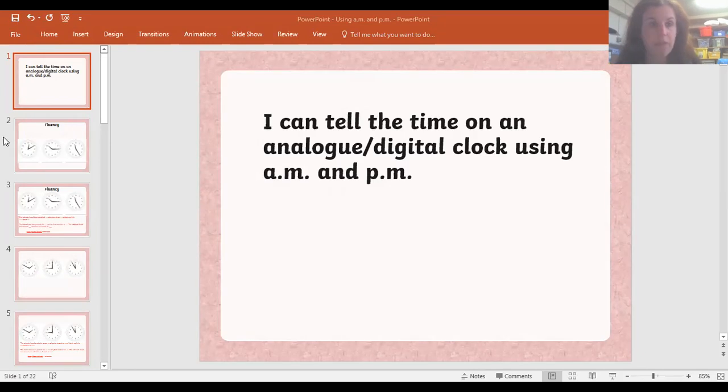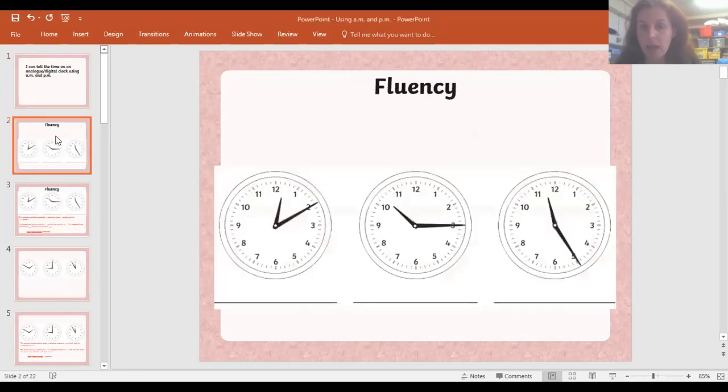So I want you to have a go first at these, okay? What time is it? Could you write the time down for this one here? And you can pause me if you need to. So let's see what time this is. You can see that the hour hand has gone past the 12, so it's past 12 o'clock. And you can see that the minute hand has travelled 10 minutes past. So it's 10 minutes past 12.